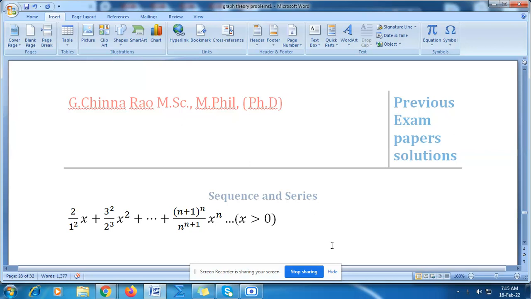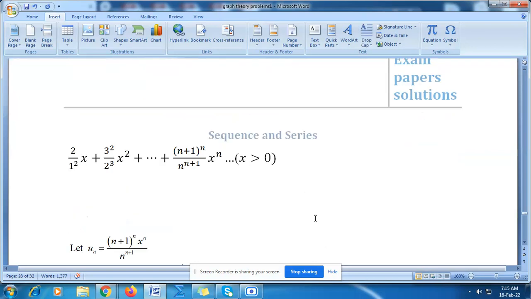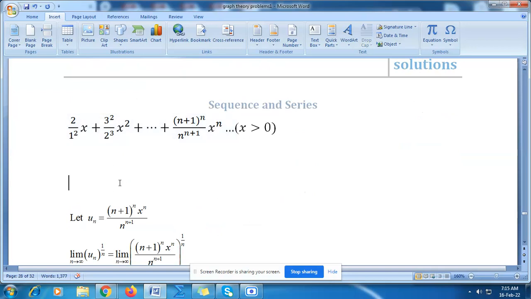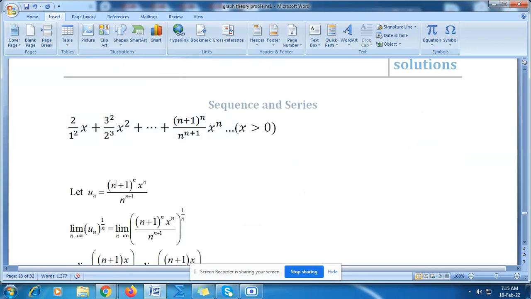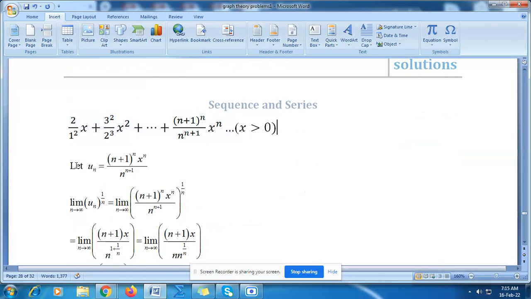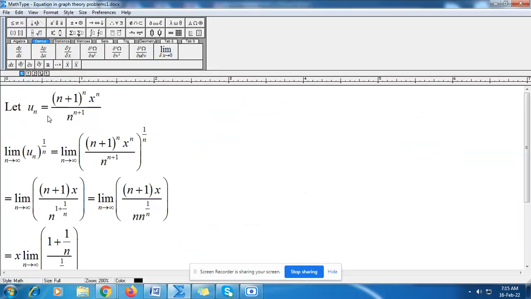Test for the convergence of the series 2 by 1 square into x plus 3 square by 2 cube into x square plus so on, plus (-1) power n by n power n plus 1 into x power n, plus so on. So you take u_n equal to (n plus 1) power n into x power n by n power n plus 1. First you take the nth term of this series.